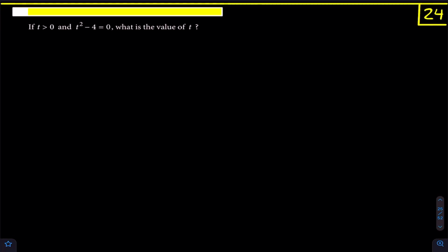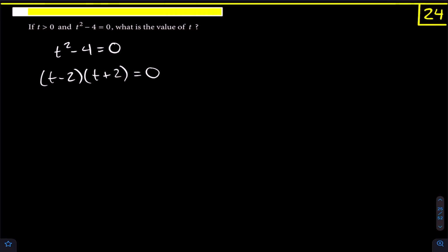All right, problem 24. This one's a little bit of a break. It says if t is greater than 0 and t squared minus 4 is equal to 0, what is the value of t? So let's think about this. We know that t squared minus 4 is equal to 0. That's a difference of perfect squares. So we can factor this as t minus 2 times t plus 2, and we can find the values of t.